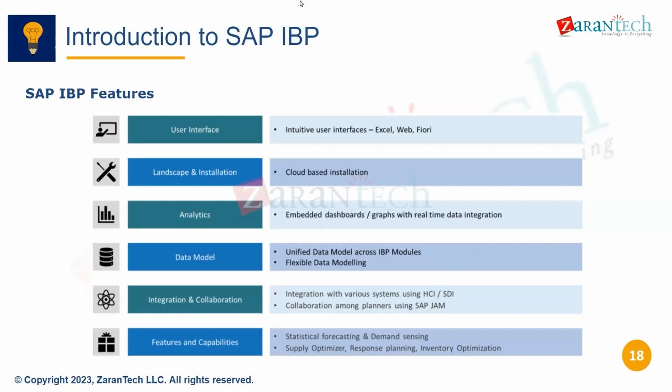Then data modeling is easy across IBP modules. Flexible data modeling is also one of the biggest advantages of IBP. Then integration and collaboration: it integrates with various systems using HCI and SDI, and for collaboration amongst planners there is the SAP JAM system. As for features and capabilities, it can provide statistical forecasting and demand sensing, supply optimizer, response planning, and inventory optimizer. So there are a lot of features and capabilities built into the IBP system.